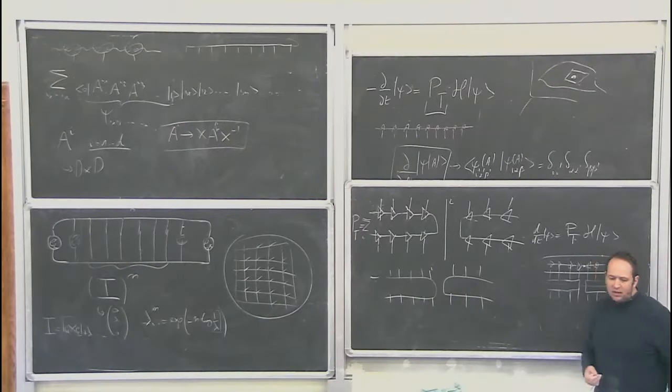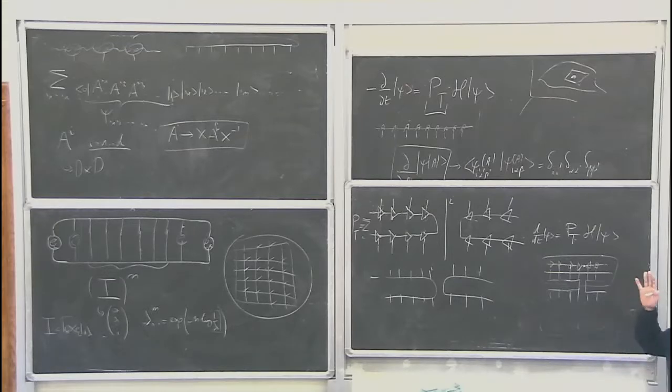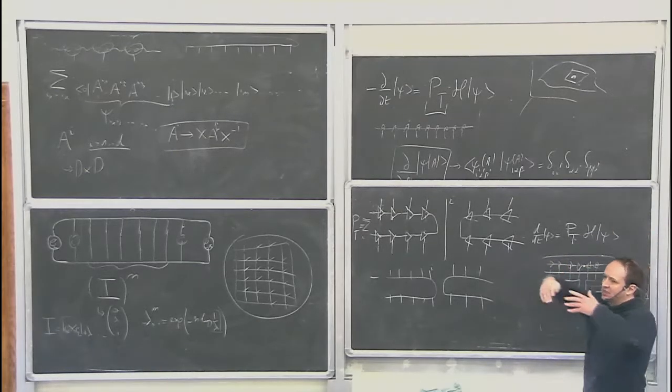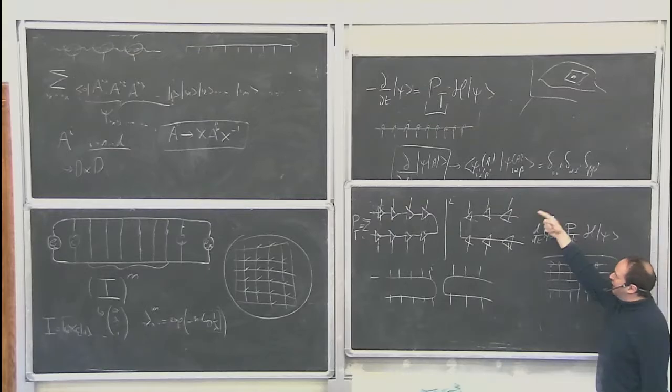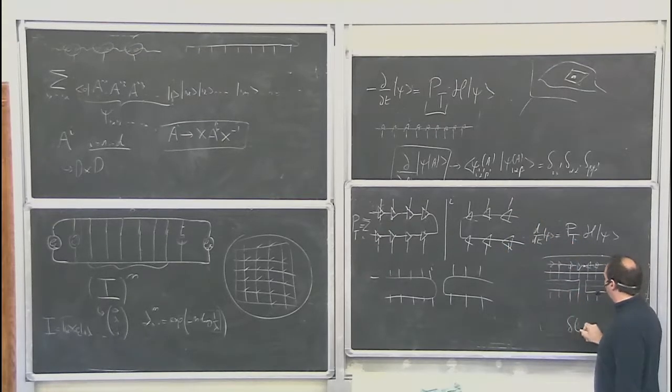So DMRG was invented by Steve White in '92 and is really an extremely powerful method for finding ground states of finite systems with open boundary conditions. DMRG is basically: I take a system of n spins and I want to find the ground state. What is this in this language? It is actually the splitting method, in which you take delta t to infinity.